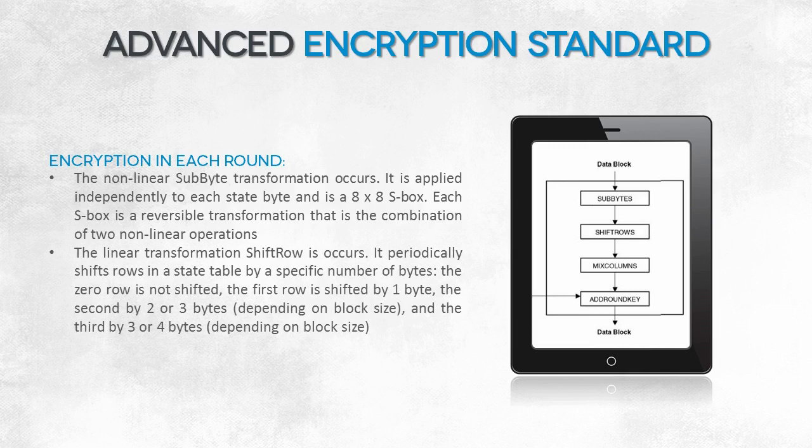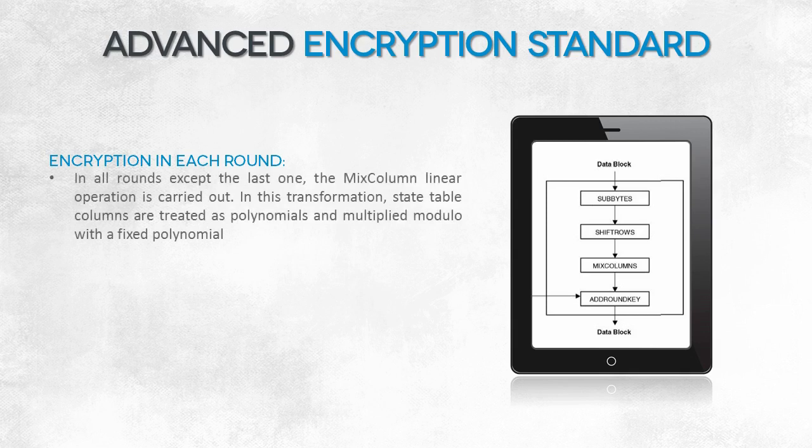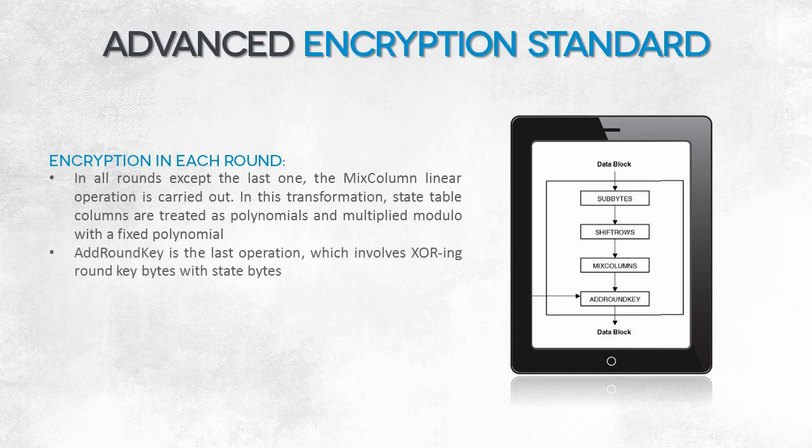The second step involves shifting rows and moving columns. This is a simple operation that relies on shifting each row to the left and mixing each column. The goal again is to obscure any relationships between the key and the ciphertext. In each round, except the final round, rows and column positions are transposed. The final round involves only row shifting.